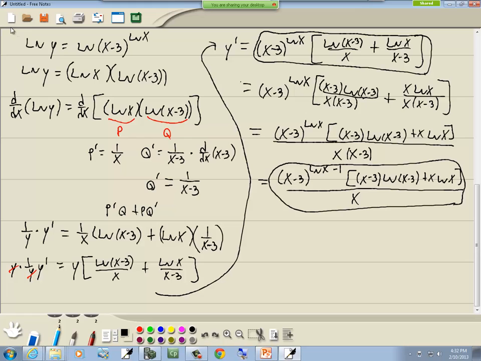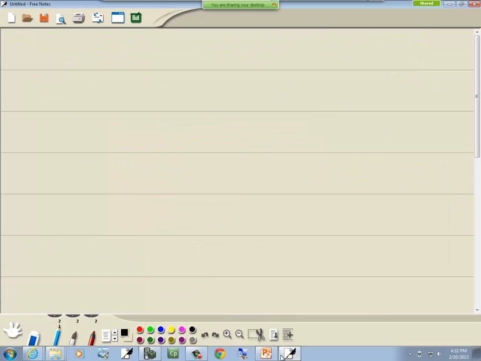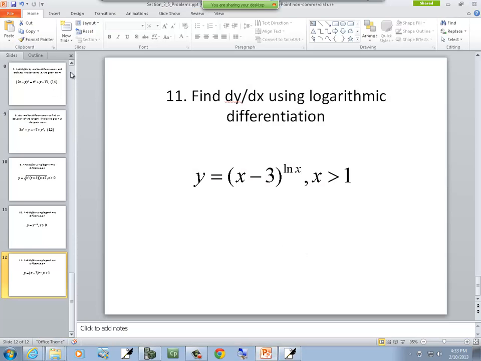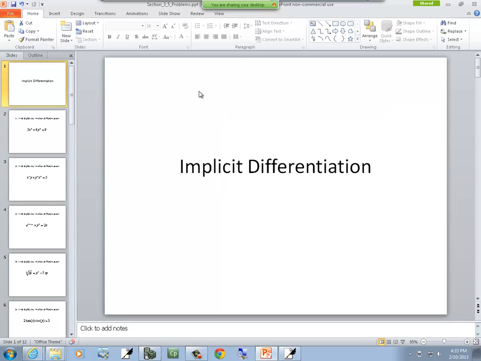Okay. I think that was the last problem. Now, assuming no basic algebra mistake, that's implicit differentiation. So let me stop the recorders.